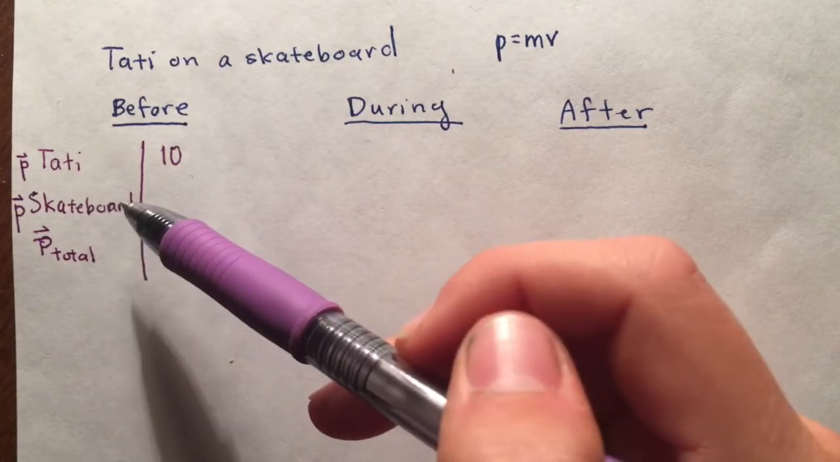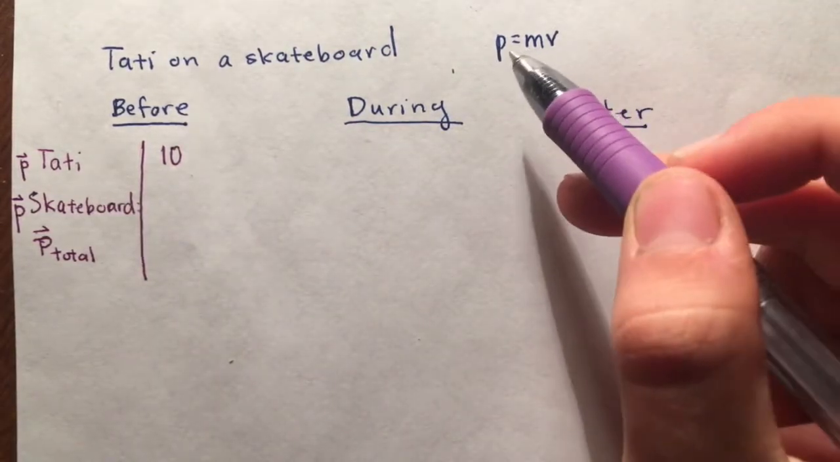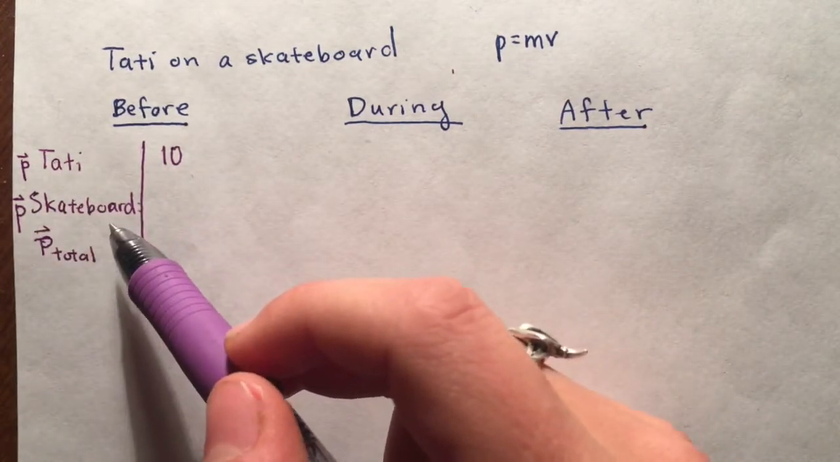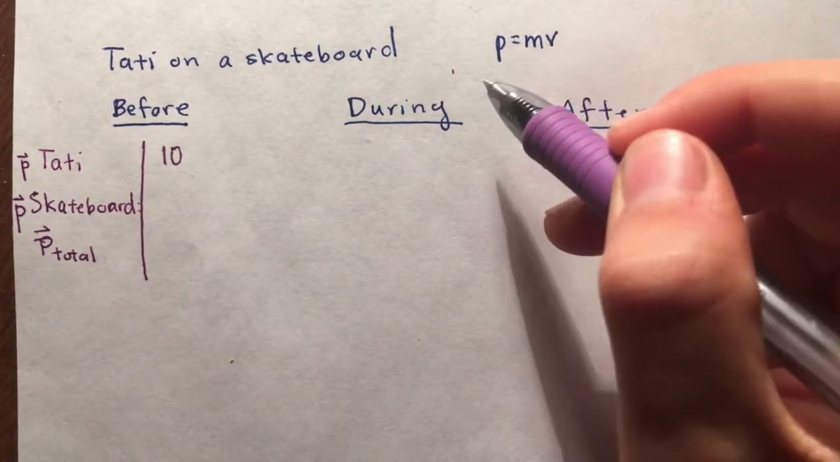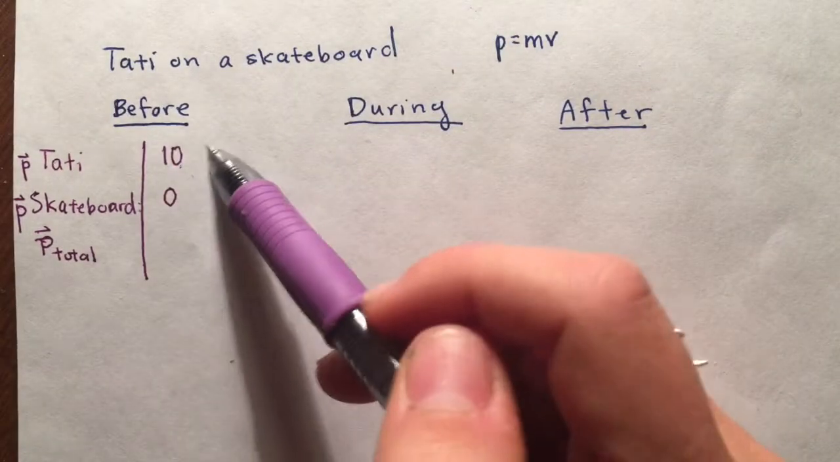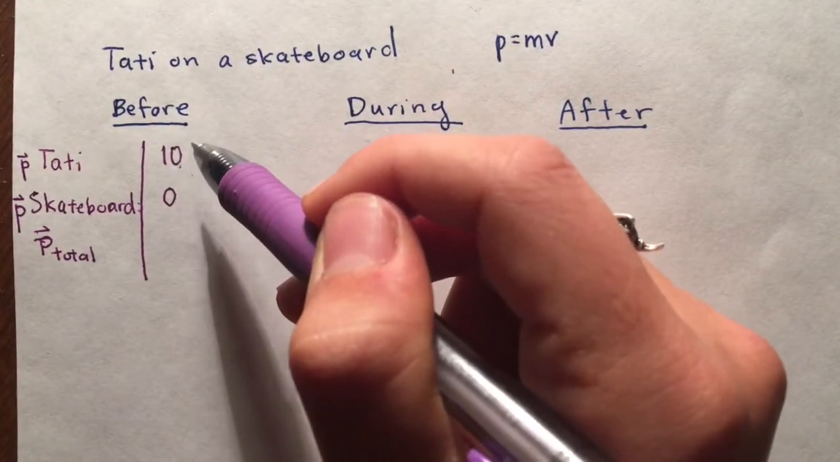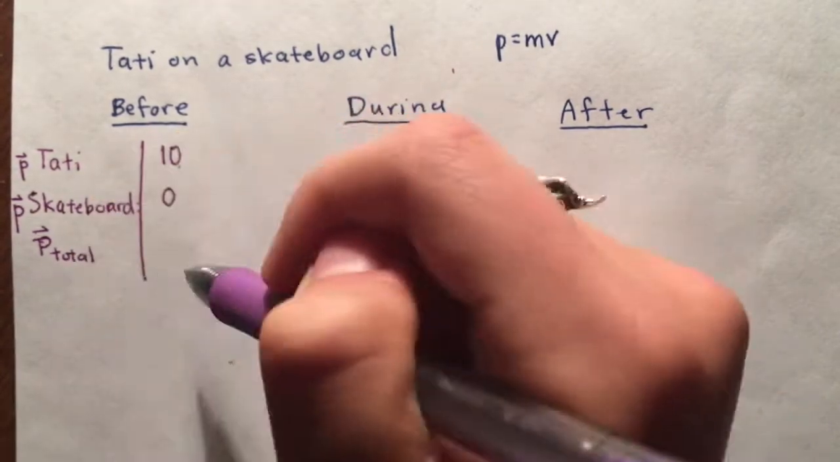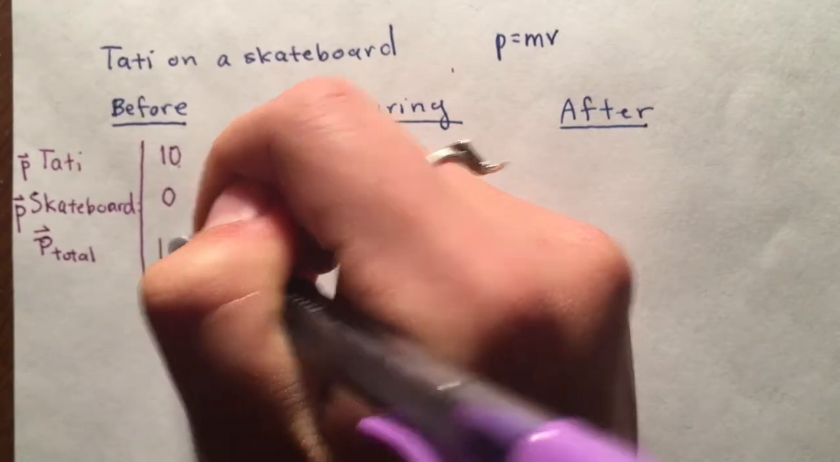Did the skateboard have momentum at the beginning? The skateboard has mass, yes, but it was not moving at the beginning. It had no velocity. So at the beginning, the skateboard had 0 momentum, and I was the only one who had momentum. The total momentum of the system, we would add the momenta of me plus the skateboard, gives us a total momentum of 10. Because momentum for the system is conserved, the momentum of the system is always going to add up to 10.